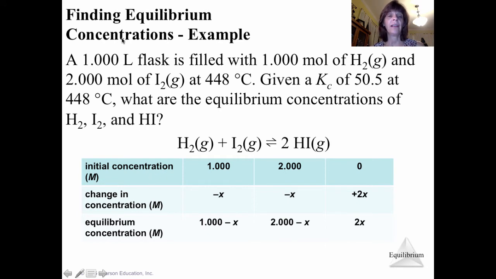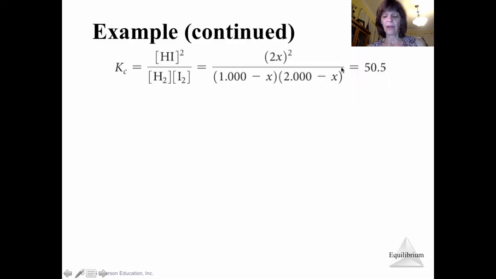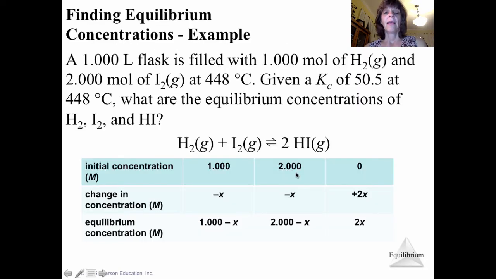Here's something else that we can do using equilibrium. We can find equilibrium concentrations. So let's say we have that same reaction and we know how much we've started with, 1 molar hydrogen, 2 molar iodine, and 0 hydrogen iodide. And we know the equilibrium constant, 50.5. Then we can use our ICE table to find the equilibrium concentrations by knowing that the change is stoichiometric.